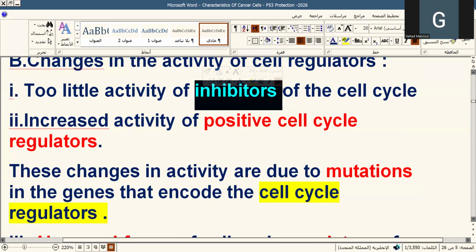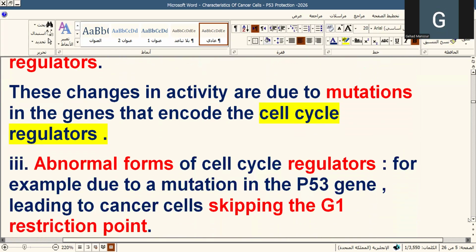Yes, the majority of them are like this, the cyclins and the cyclin-dependent kinases, but there are proteins like the P53 that are essentially inhibitory proteins. So if those inhibitory proteins have very little activity, then the cell cycle is stimulated. Meanwhile, if the stimulators have increased activity, then again, the cell cycle will be stimulated.